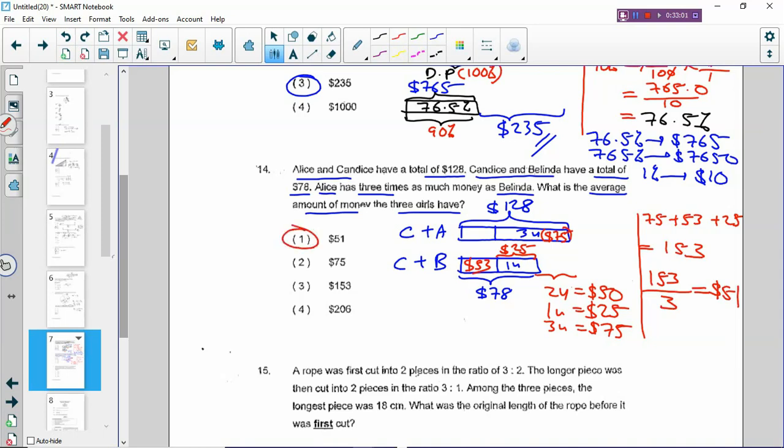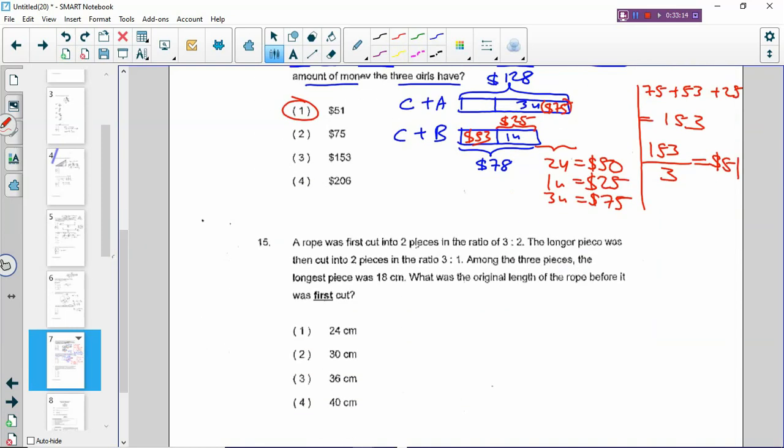Okay, so do you get the answer correct? So if you have, then well done. So if you don't know how to do, always go back to model drawing. Think about whether you can draw the model. You will see me using model very often. Okay, next one. Question number 15.